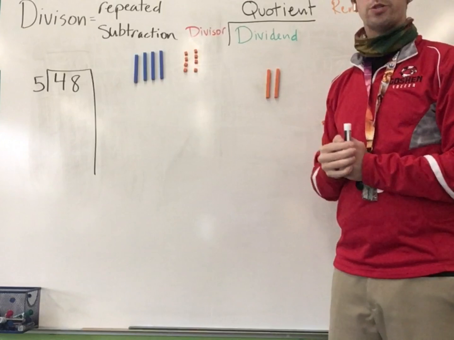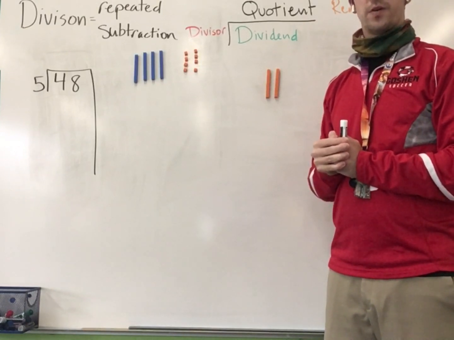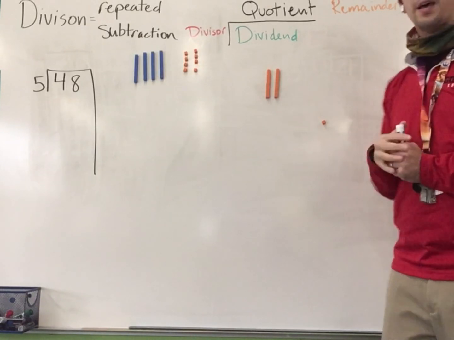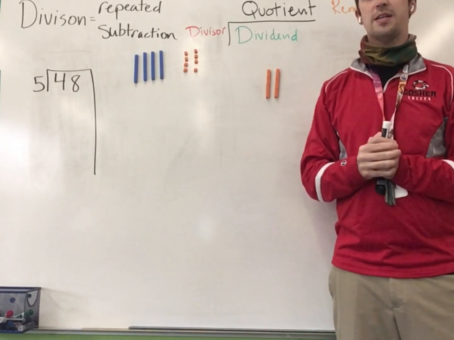The answer is called the quotient. Why, I don't know. It's just a funny sounding word. And the last piece we need to remember is the remainder. That is the leftover parts that cannot be put in equally.